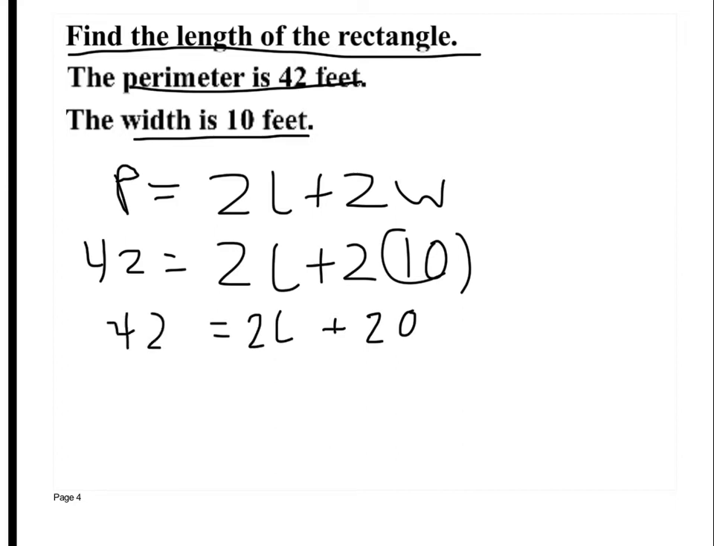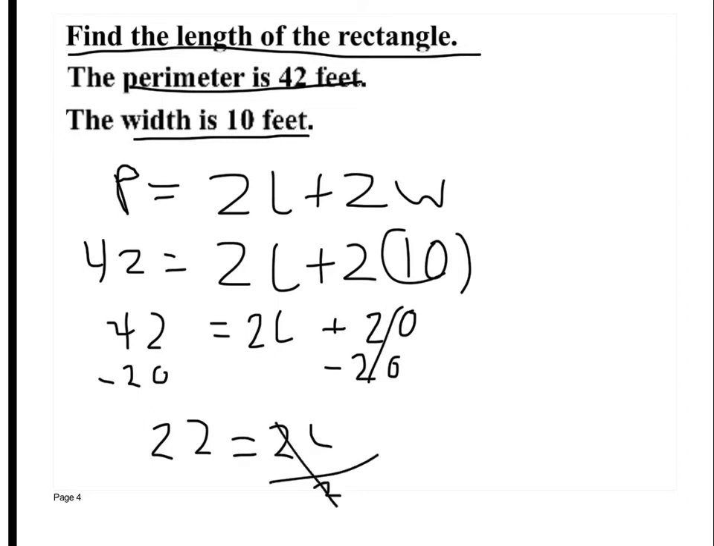Have we done these type of problems before? Yes, solving for a variable. We look at what's being done to L. We're timesing it by 2 and then adding 20. So the first thing we do is subtract 20. 22 equals 2L. I divide by 2. To undo multiplication, I divide. L, my length, is equal to 11 feet.